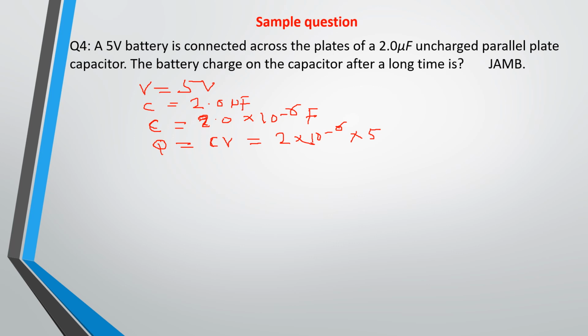When you solve this out, you are going to have 10 times 10 raised to the power minus 6 coulomb. This you can also write as 10.0 microcoulomb. So you can either write it in coulomb or in microcoulomb, as the case may be. This is for this particular question. I hope this one is simple, and this is a JAMB question too.